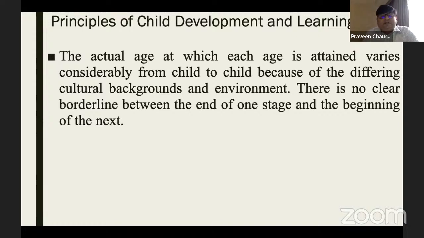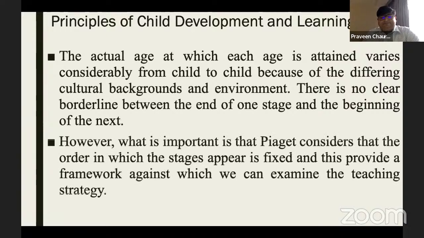Moving further, the actual age at which each stage is attained varies considerably from child to child because of differing cultural backgrounds and environment. There is no clear borderline between the end of one stage and the beginning of the next, because the child's environment affects it. However, what is important is that Piaget considers that the order in which the stages appear is fixed. I mean, stage 1 will come first, stage 2 will come next, and stage 3 will come after that. This order is important because it holds for every child, and this provides a framework against which we can examine the teaching strategy.